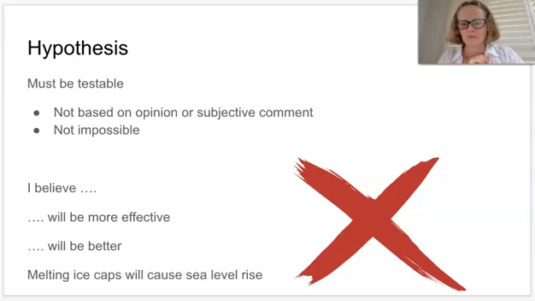Your hypothesis must also be testable. You have to be able to do it and you have to be able to measure it. So let's have a look at the sorts of things you should try to avoid.